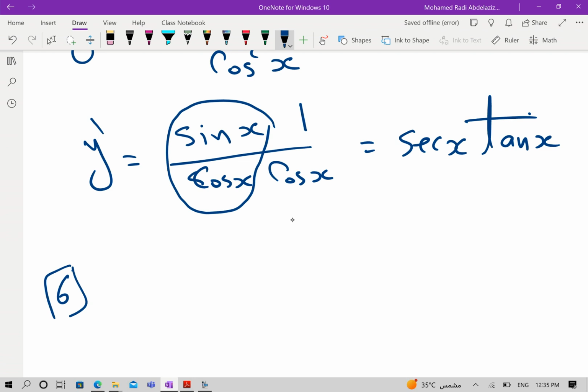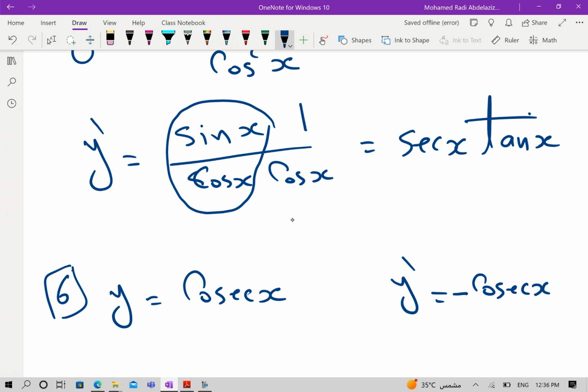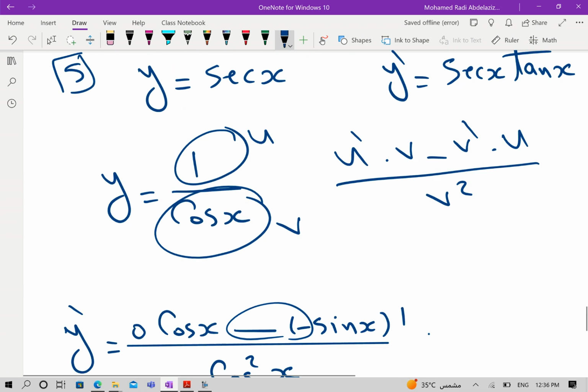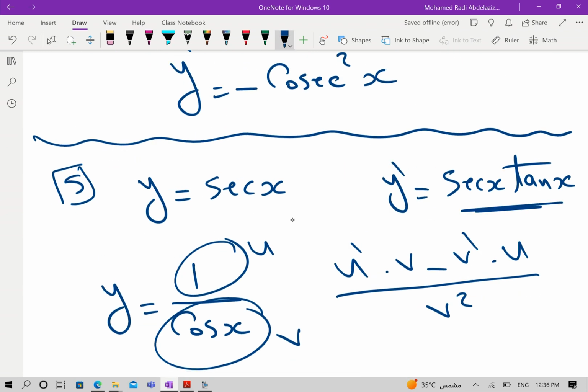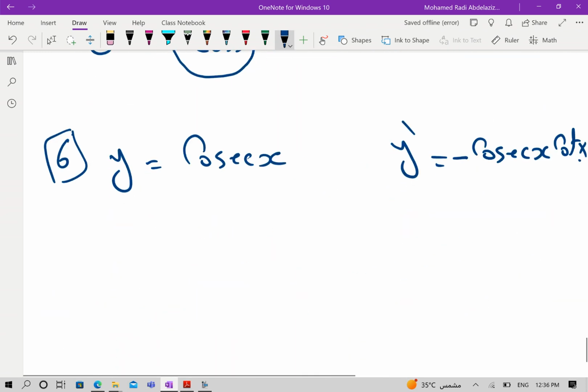This is the answer. Number 6. Y is cosec x. Who can guess the answer? Sec tan. Sec tan. So cosec will be cosec cotan, negative. Negative cosec x cotan x. Sec tan. Cosec negative cosec cotan x.